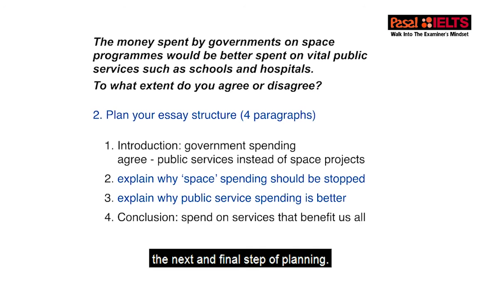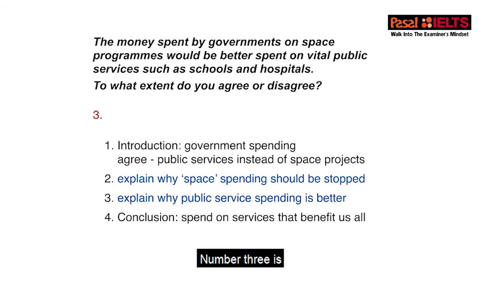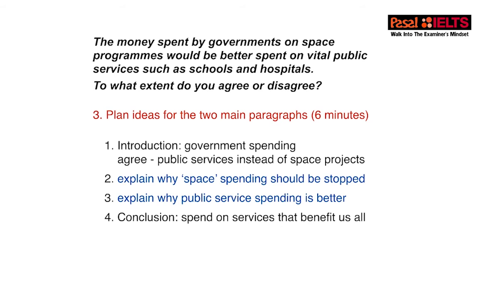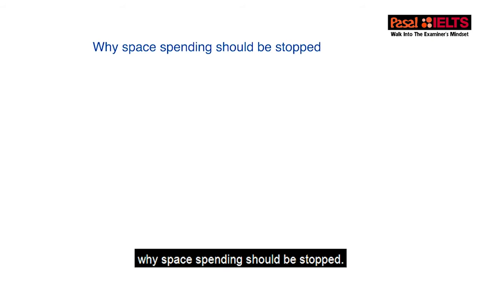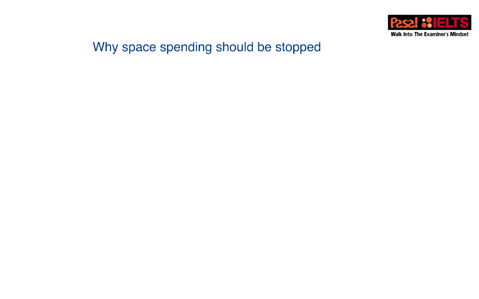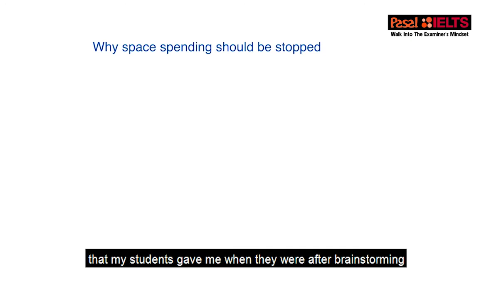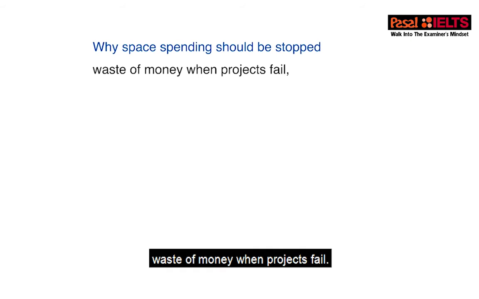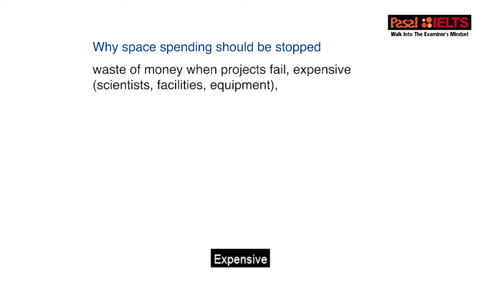The next and final step of planning, number 3, is plan ideas for the 2 main paragraphs, about 6 minutes, 3 minutes planning ideas, brainstorming for each one. Let's do that now. The first main paragraph was about why space spending should be stopped. Here are some of the ideas that my students gave me when they were brainstorming. Waste of money when projects fail. Expensive.